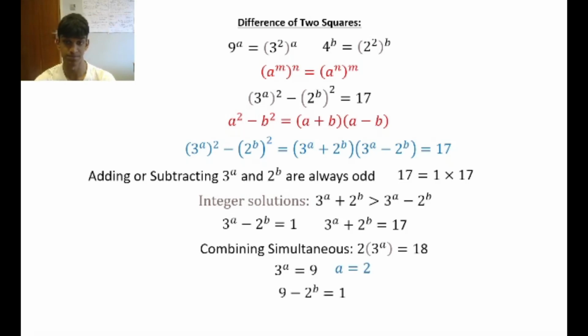So what is b? If we insert 9 back into one of the equations above, let's say the negative one, so with 3 to the power of a take away 2 to the power of b is equal to 1, we get 9 take away 2 to the power of b is equal to 1. And so if we do some rearranging, we get 8 is equal to 2 to the power of b. And so what's b? B must be 3 because 2 cubed is 8.